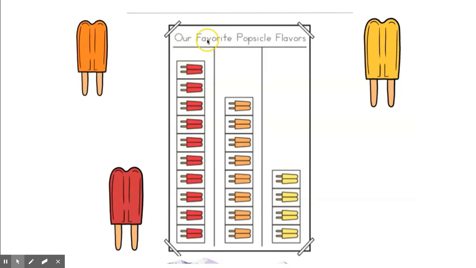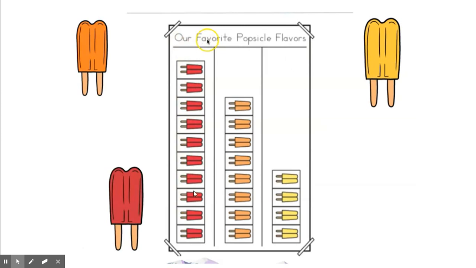Which one got the most? Let's pause. Good. The cherry got the most. Which one got the least? Let's pause. Yes, the banana got the least. How many popsicles are in the orange group? Let's pause. Good. There are 8 in the orange group.